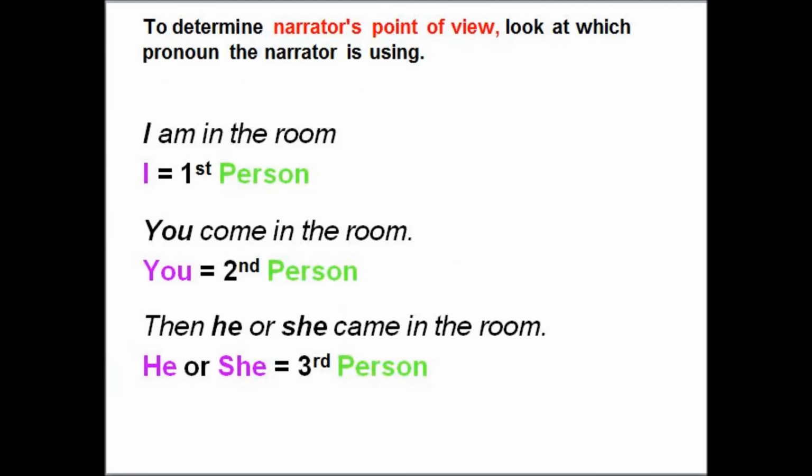So again, looking at pronouns, "I am in the room" would be first person. "You come in the room" would be second person. "He or she came in the room" would be third person. So to determine narrative point of view, look at which pronoun the narrator is using.